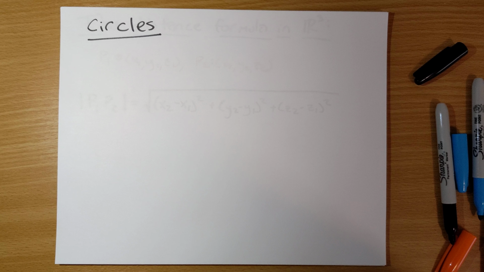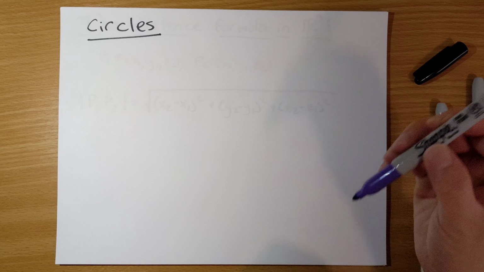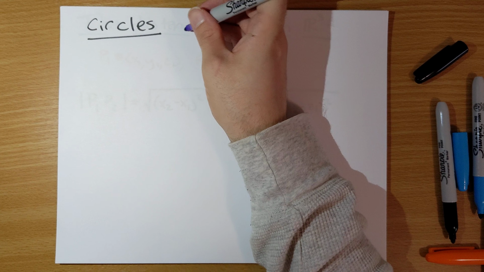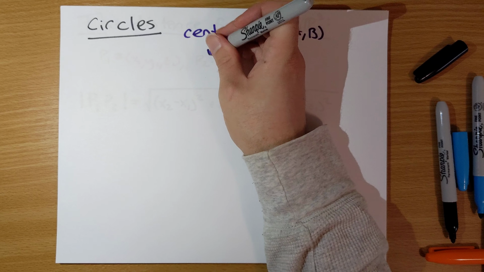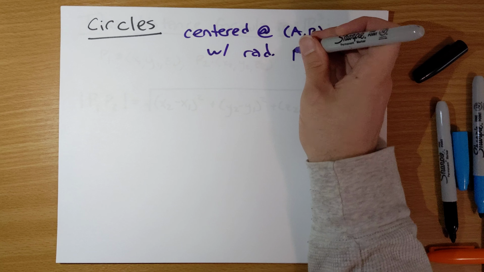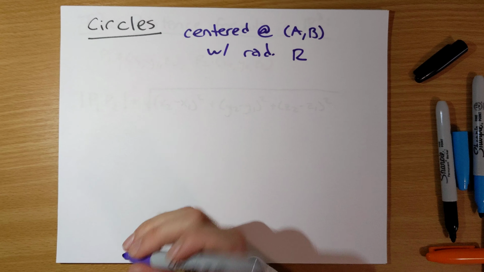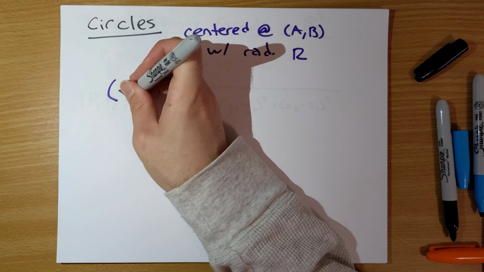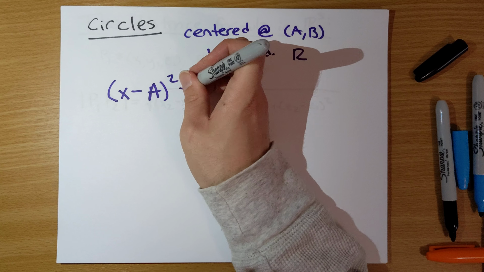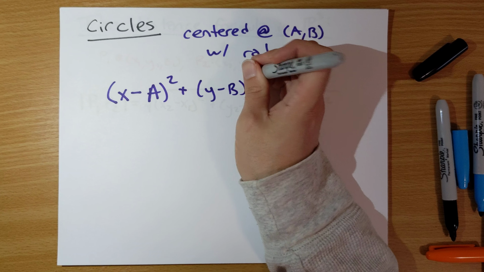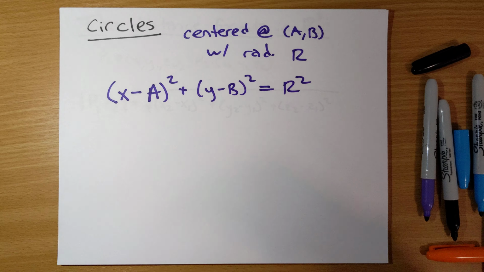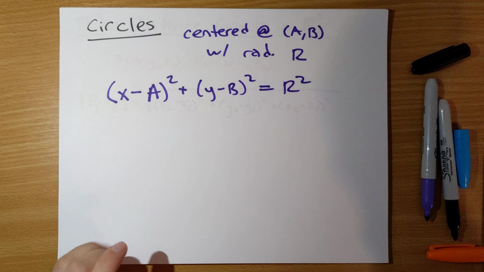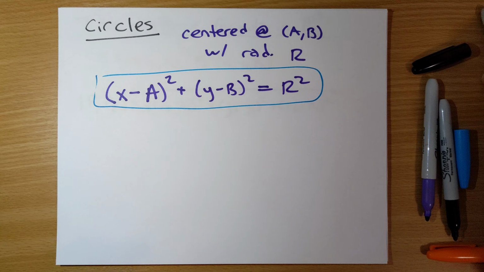To motivate the topic of this video, let's talk about circles. In particular, I want to think about a circle centered at the point (a, b) with radius r. What's an equation of the circle, I guess is a better way to say it? (x − a)² + (y − b)² = r². This is how we usually write the equation for a circle.